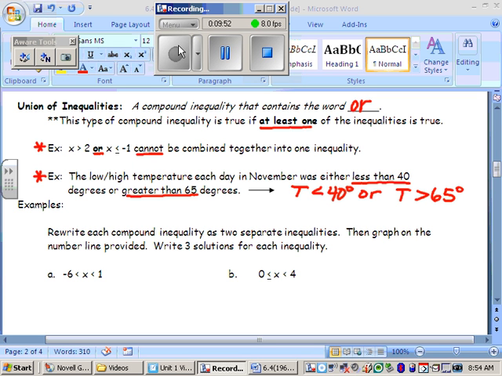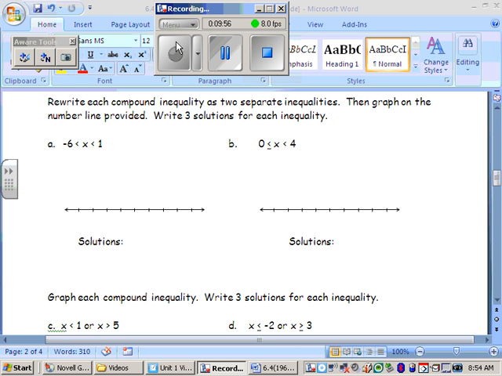Now let's look at some additional examples below. In these examples, we're going to rewrite each compound inequality as two separate inequalities so that we understand what it's saying. Then we're going to graph this information on the number line and write 3 solutions for each inequality, although there may be many more than 3.